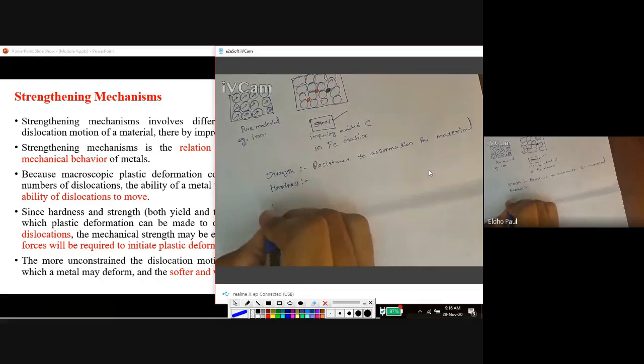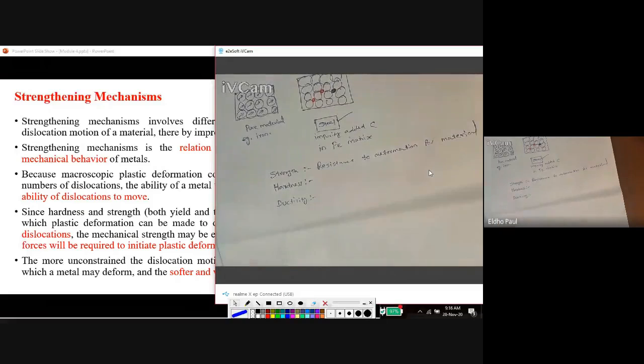Okay, and what is the ductility? It is the measure of temporary. It is a measure of how much the material can deform without any fracture. Okay, how much amount a material can deform without any fracture? That measure gives the ductility.